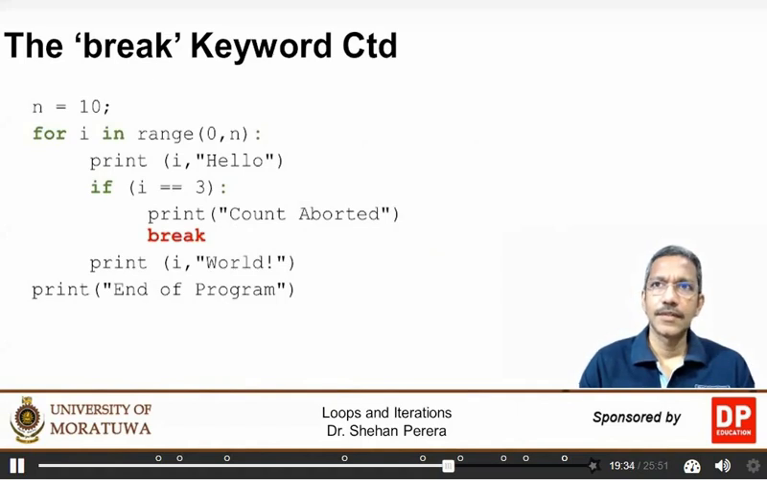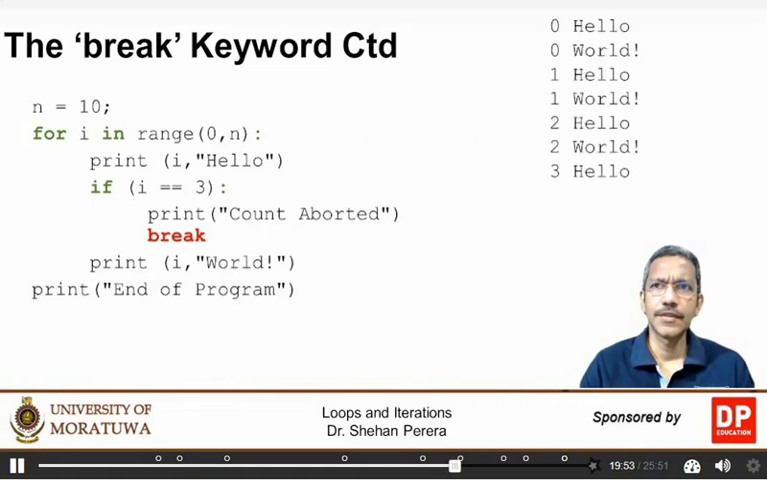If you look at this example, we have code that is printing hello world, including the number of the iteration, and we are asking the loop to break if it finds number 3, or I is equal to 3. It will also print count is aborted and break after that. When we execute this code, it will go through the first 3 iterations, and when it comes to the 4th iteration where I becomes 3, it will print count is aborted and break, get out of the loop, and complete the code execution by printing end of program.